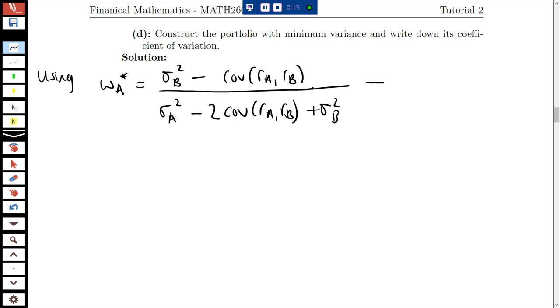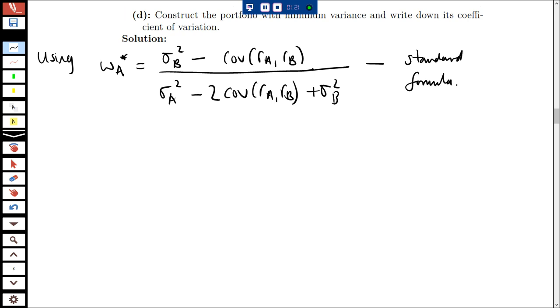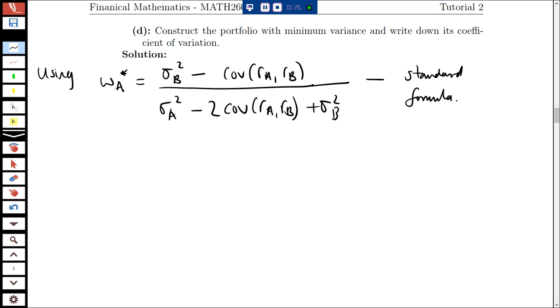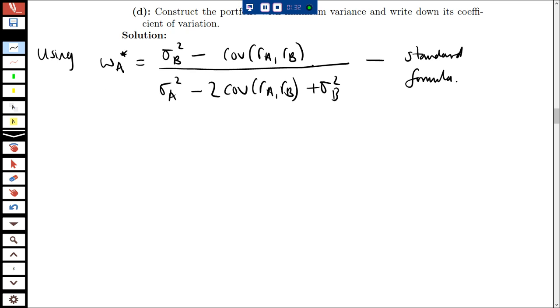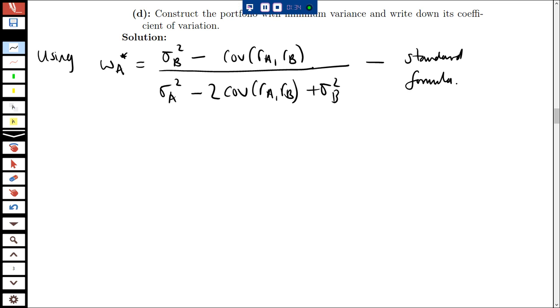Okay, this is standard formula, and I should say at this point, I've highlighted this on the formula sheet. I would expect everyone on a second year financial maths course to be able to prove this. Okay, so you should be able to prove that. Okay, so we're going to use it.